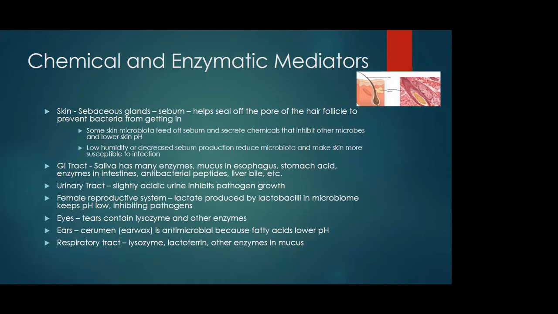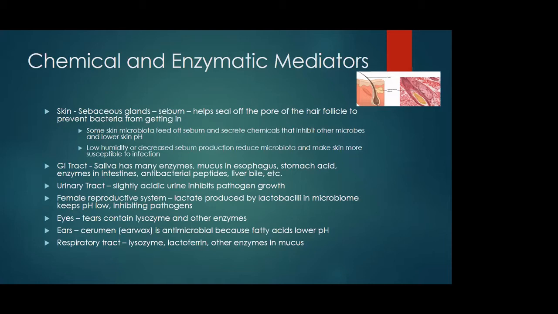Our urinary tract, because of that constant flushing of urination, not a lot of bacteria get in, and when they do, they cause an infection. A lot of times, urine is also slightly acidic, which can help inhibit pathogen growth as well. The female reproductive system has a host of different mediators to help prevent infection because we really don't want an infection in the female reproductive system, right, in order to successfully reproduce. One example is the lactate produced by the lactobacillus bacteria in the microbiome. It helps keep the pH low, inhibiting pathogens.